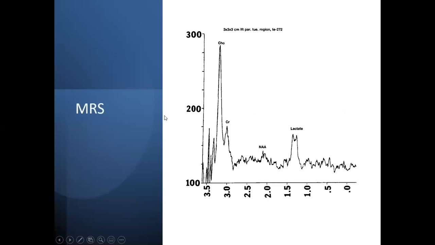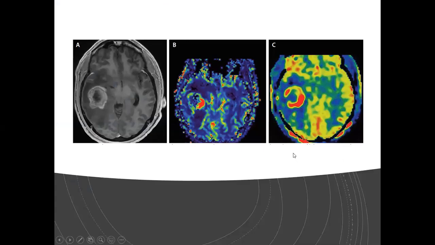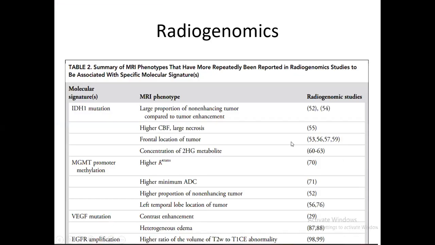If you see the MRS picture, mostly the choline peak is big, and the choline creatinine ratio will be more than 3. NAA, which is neuronal activity, will decrease, and there is some necrotic part, so you can see the lactate peak. On perfusion, if you see the enhancing part, the perfusion is high because of lots of new angiogenesis, so you have a high perfusion in the perfusion scan.